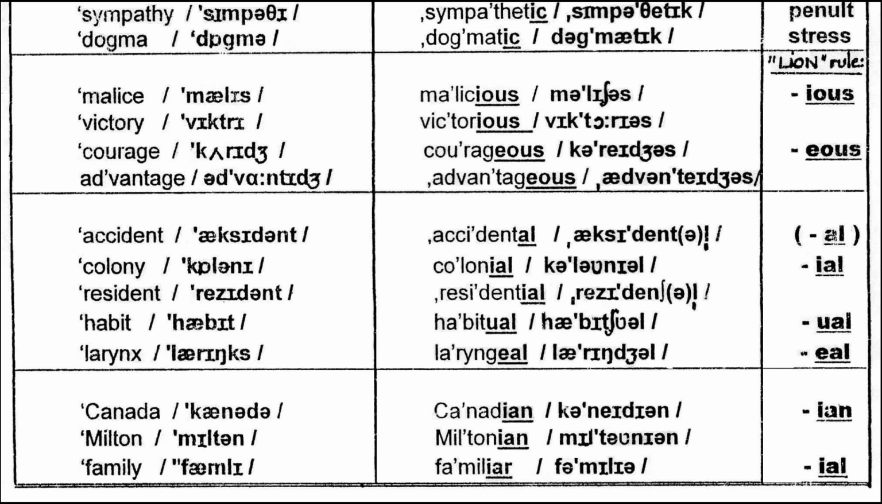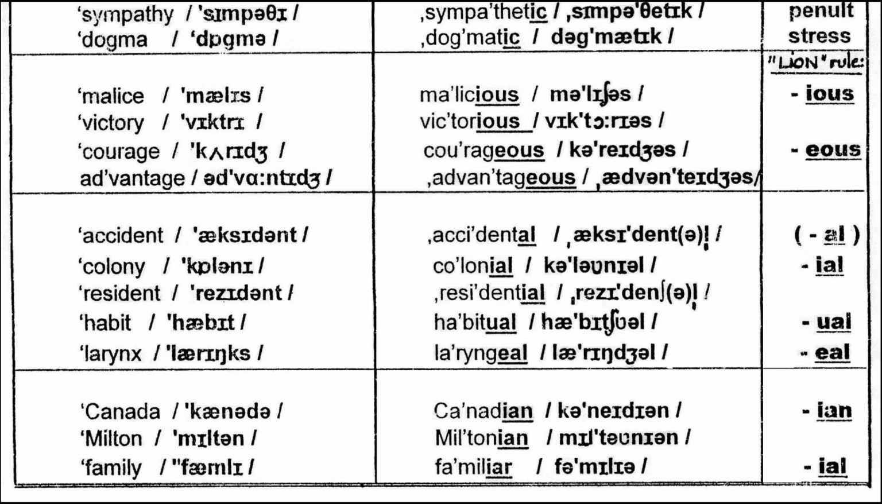Okay. Next word is resident. When we add the stress shifting suffix ial, the stress shifts to the penult and it becomes residential. So a stress shift and a change in vowel quality from dent to dential, sorry, from dent to dent.